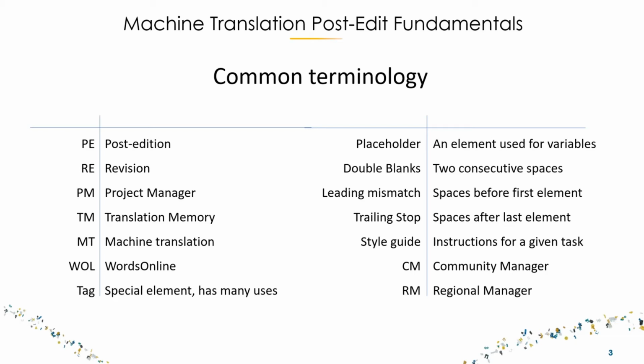You will see double blanks. These are two consecutive spaces. Leading mismatches are spaces before the first element, and trailing stops are spaces after the last element. You will be provided with a style guide. These are instructions for a given task. And at your side will be the CM, your community manager, and the RM, the regional manager.